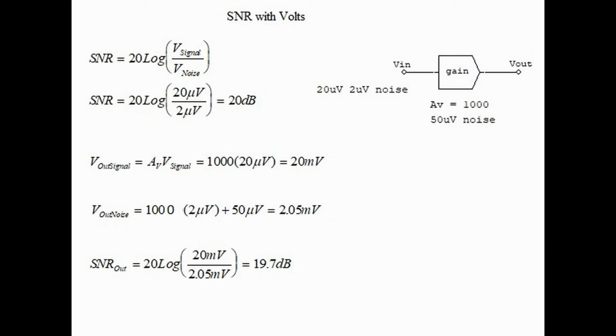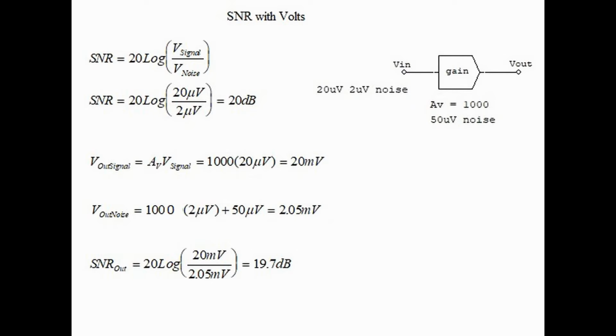This is a continuation of the previous chapter in talking about AM, so I will just illustrate a few problems and save the more complex problems for next time. Here once again we have an amplification circuit with a gain of 1000 and we have an input of 20 microvolts with 2 microvolts of noise.